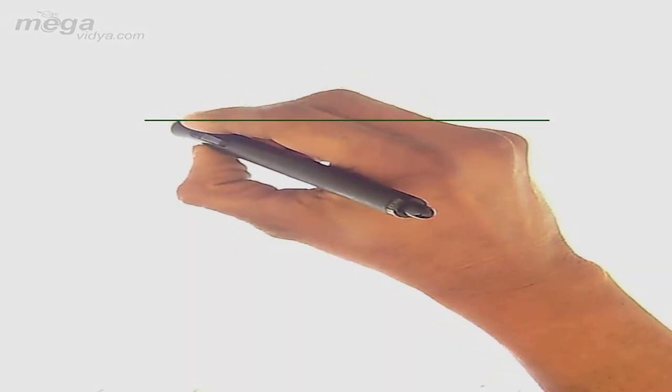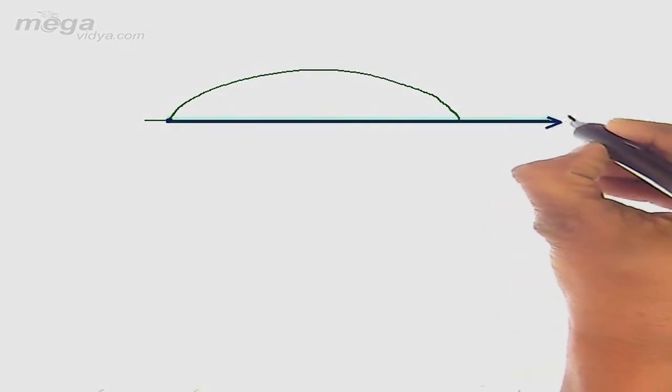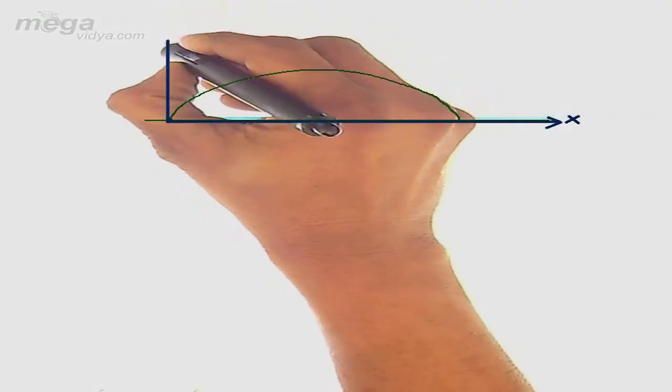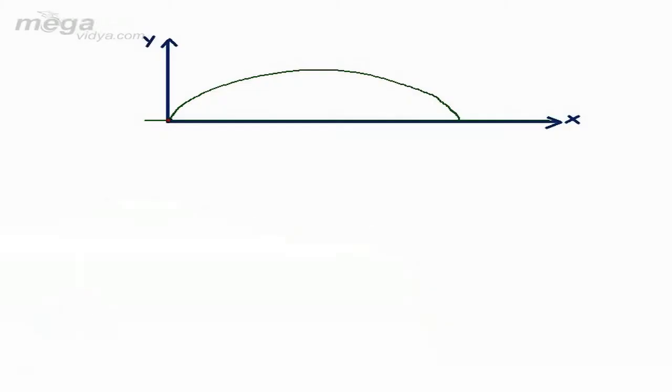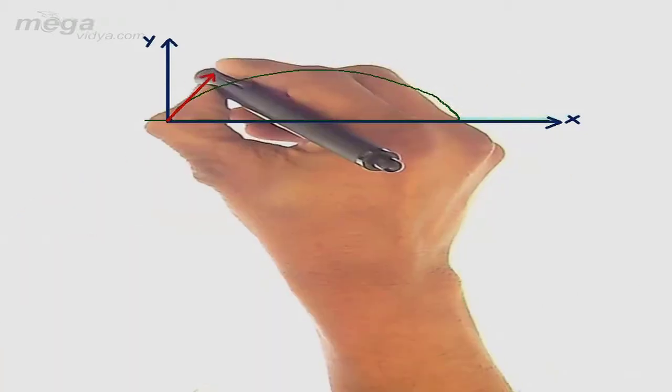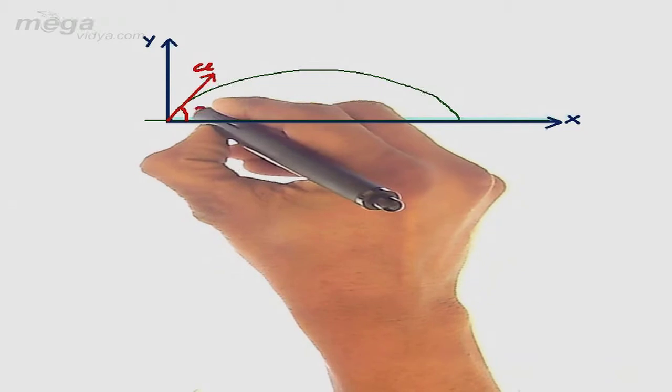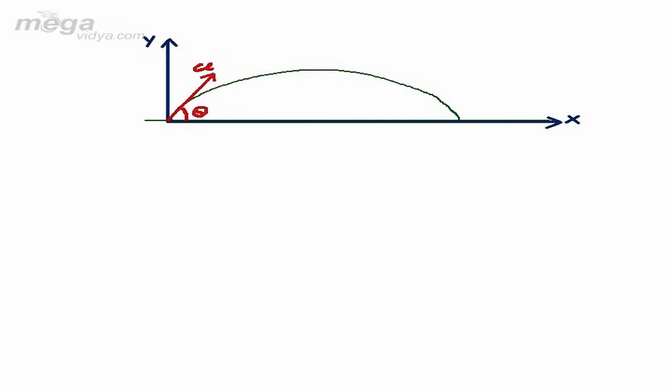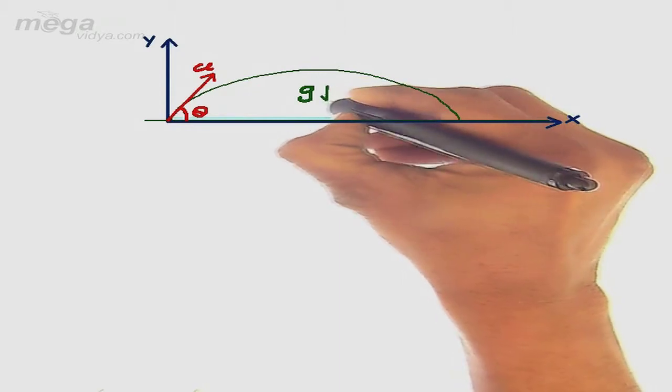Say the path followed by the projectile is this one. The reference we select here is the same as before, taking x direction along the ground and y vertically upward. This is the origin, taken as the point of projection from where the projectile has been thrown with initial velocity u at an angle theta from the ground. The acceleration acting here is g, due to gravity, which is vertically downward.